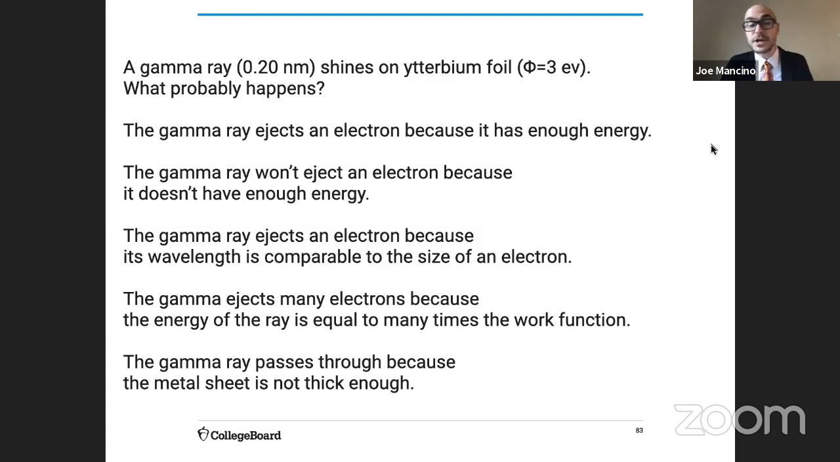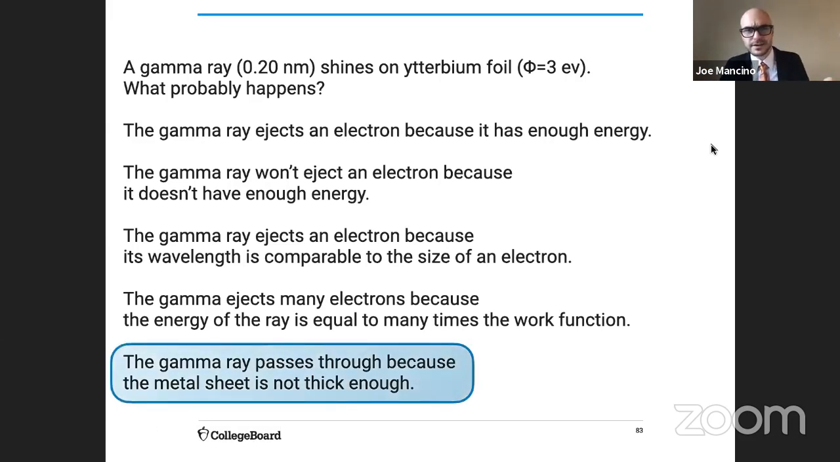Does the gamma ray eject an electron because it has enough energy? Does it not eject an electron because it doesn't have enough energy? Does it eject an electron because its wavelength is comparable to the size of an electron? Does it eject many electrons because it has many times the work function worth of energy? Well, no, it doesn't do any of those. It passes through because you can't stop a gamma ray with a sheet of foil.